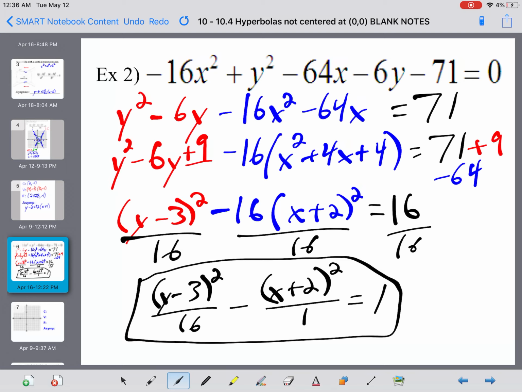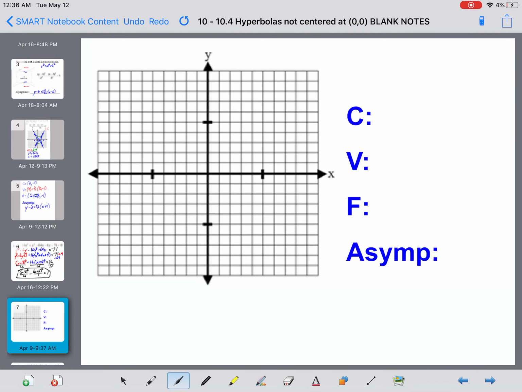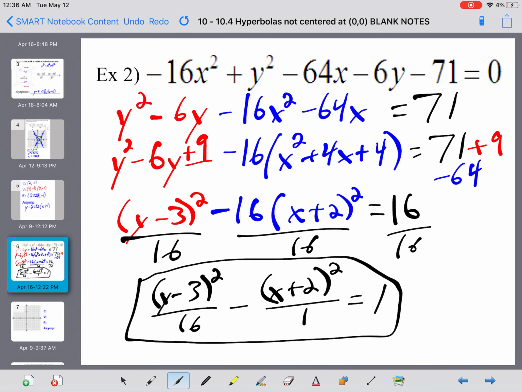This would be a good spot to pause the video and give this a shot. See if you can go to this slide. By the way, the blank notes are on Schoology. I forgot to mention that, but that's been consistent every day. See if you can find the center, the vertices, the foci, and the asymptote for this hyperbola, and then I'll show you what you should have.